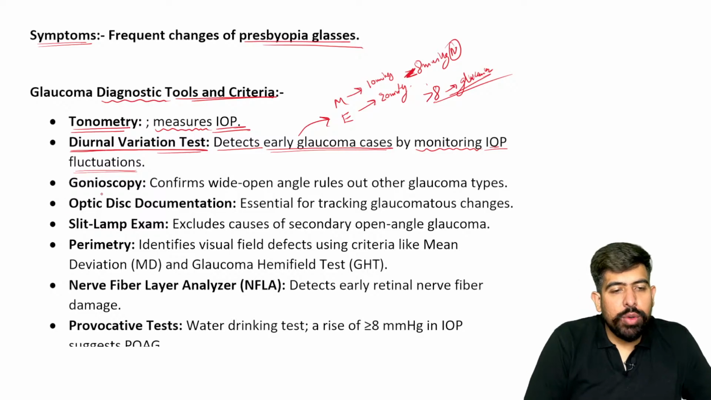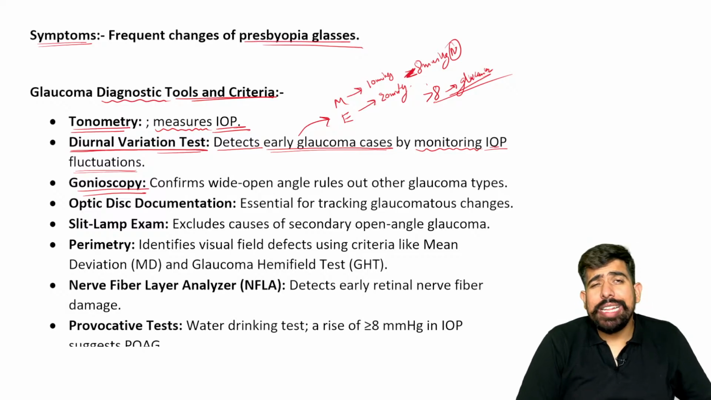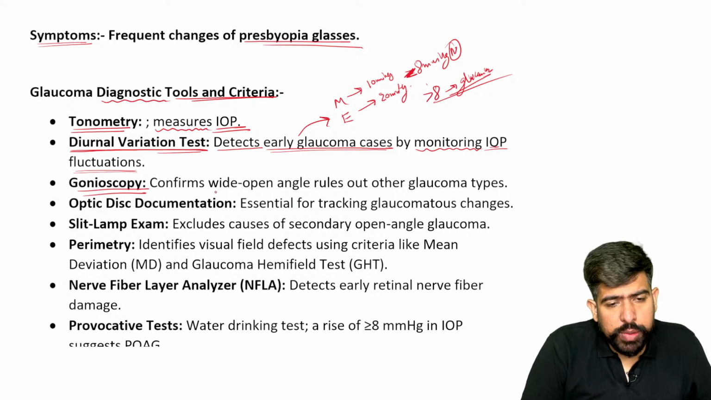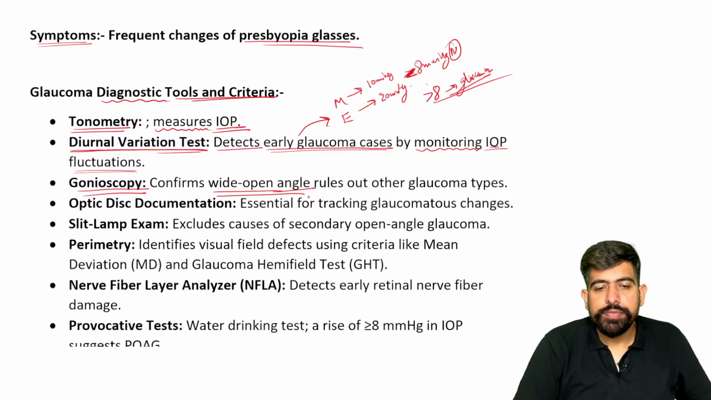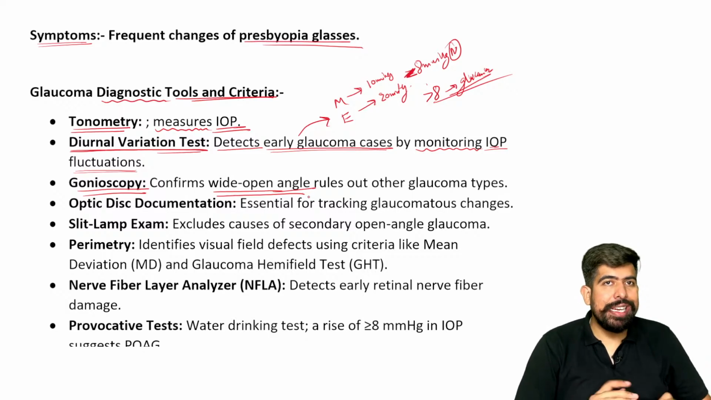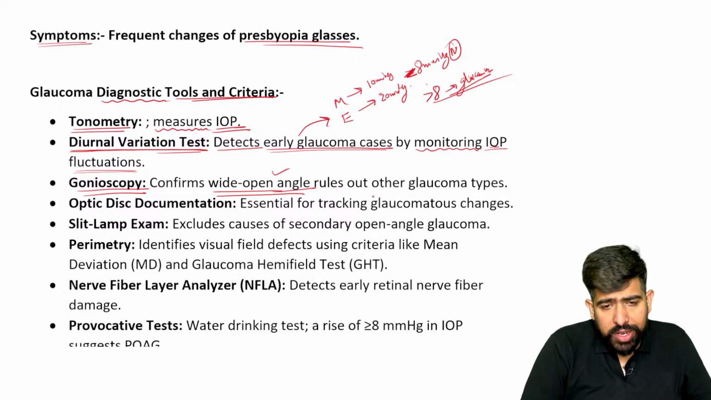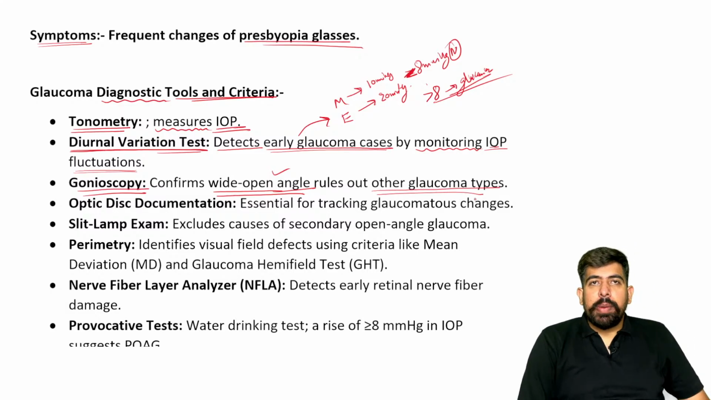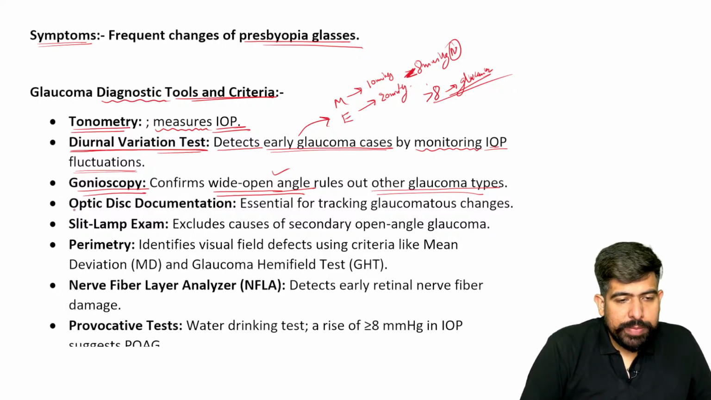Also, we have to do the gonioscopy test. Why do we have to do this gonioscopy? Through this gonioscopy test, we are going to see whether the angle is wide open or not. If the angle is open, then only can we say this is open angle glaucoma. If the angle is closed, we are going to say this is the other type of glaucoma, which is angle closure glaucoma.